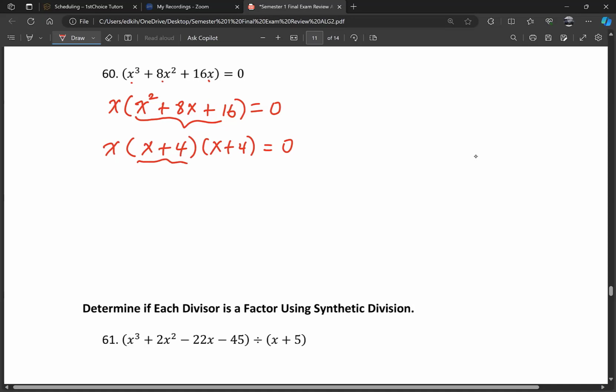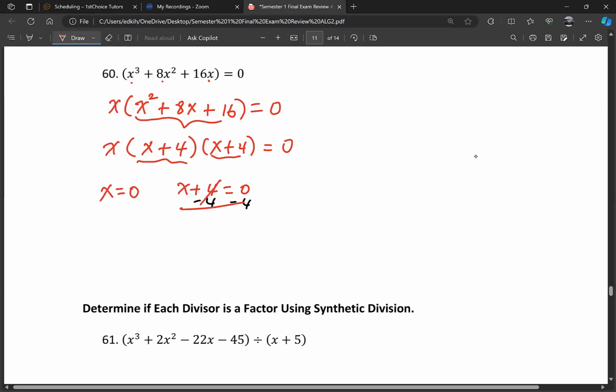Oh, notice these two are exactly the same. You don't have to solve for both of them, honestly. So we'll set each factor equal to 0. Since the x plus 4s are the same, I'm only going to solve for 1. So I'm going to subtract 4 from both sides.